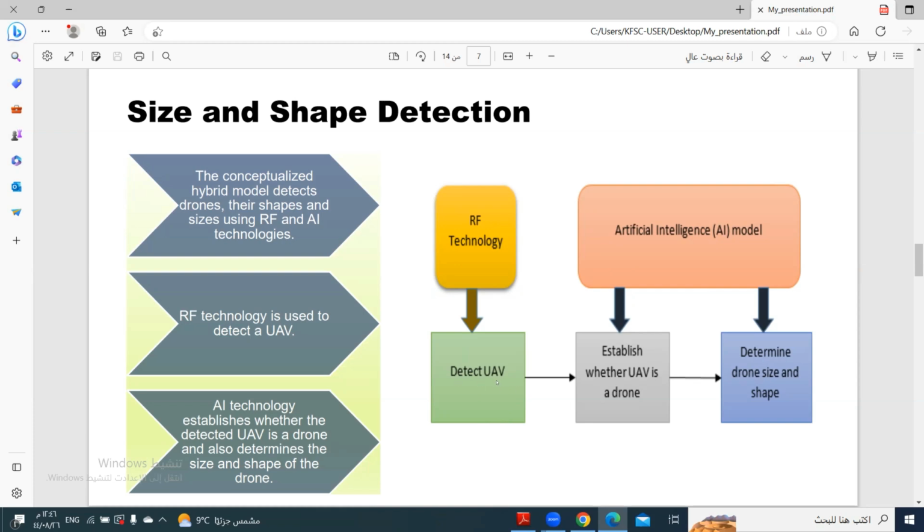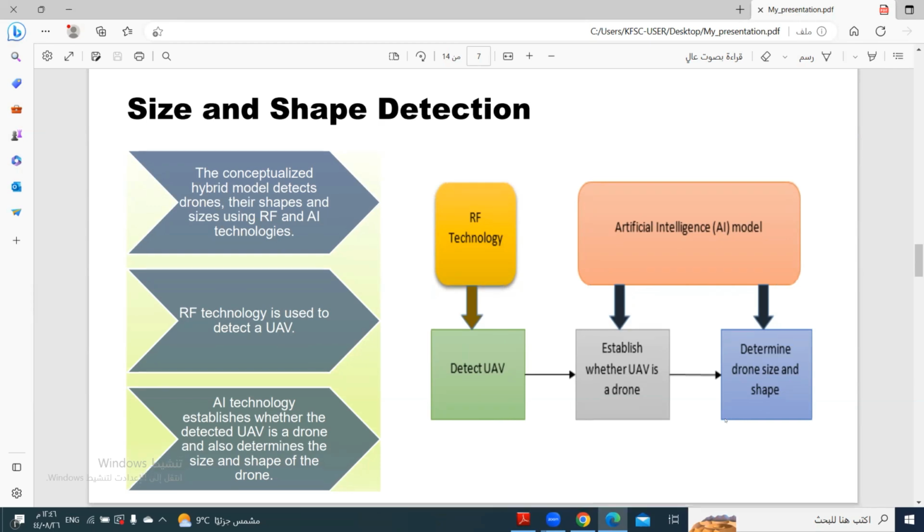next, the RF detects the UAVs, and then the artificial intelligence model comes in and establishes whether the UAV is a drone or not. And at the end, it determines the drone size and shape.